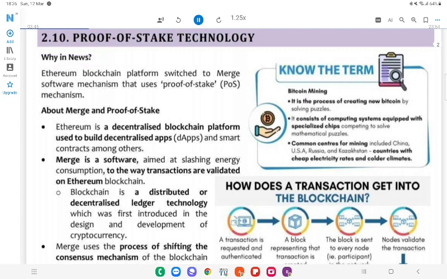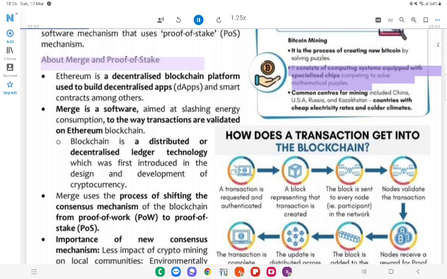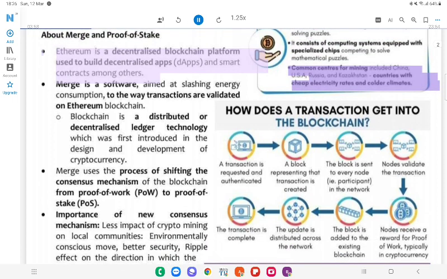Know the term: Bitcoin mining. It's the process of creating new bitcoins by solving puzzles. It consists of computing systems equipped with specialized chips competing to solve mathematical puzzles. Common centers for mining included China, Russia, and Kazakhstan, countries with cheap electricity rates and colder climates.